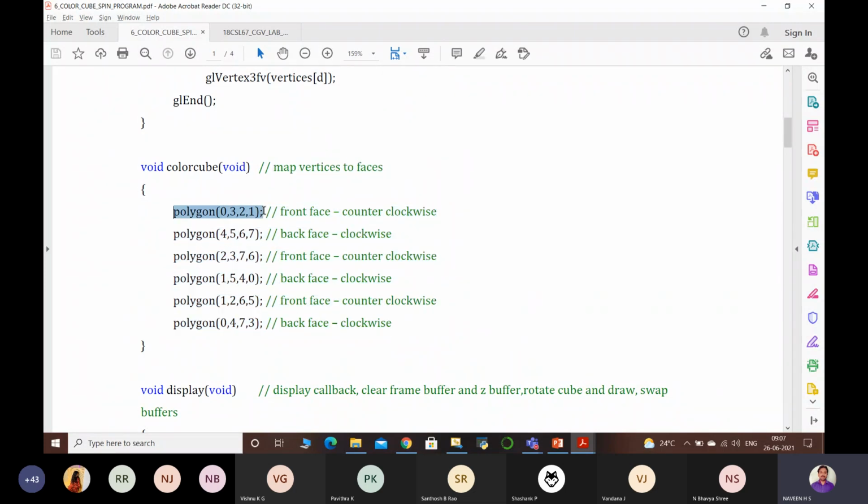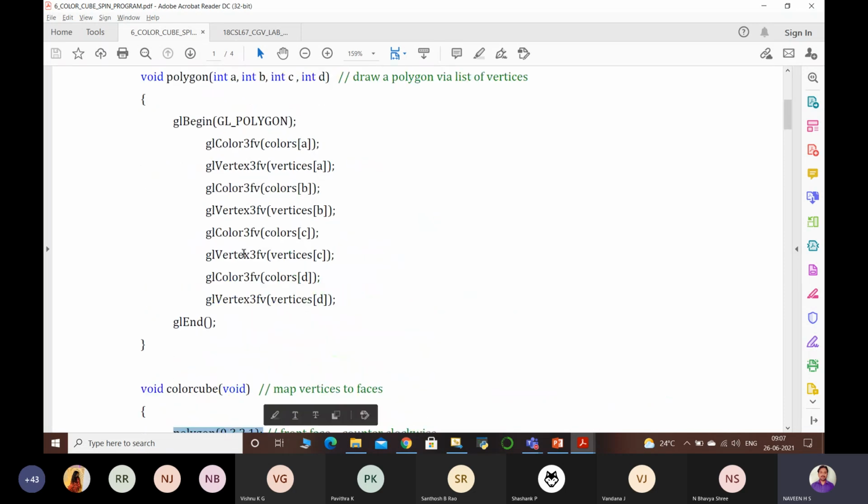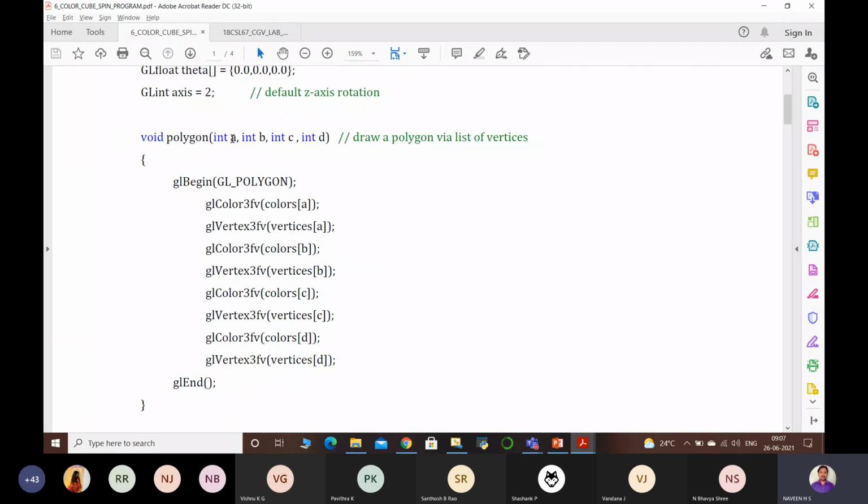Now this polygon function is called with this input value, so we'll go back to the polygon function. By taking those values A, B, C, D, I'm going to use the glPolygon function. Again I'm going to assign color for all the vertices, so in order to differentiate, each and every vertex has a different color combination. Color 3f means XYZ, 3 axes we are going to consider, and it's a floating point value.